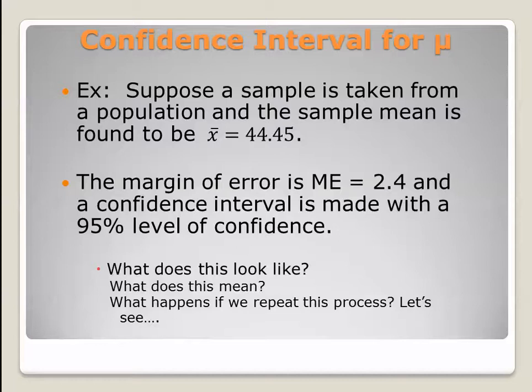We take a sample from a population and the sample mean is x bar equals 44.45. And with the data we have, the margin of error is 2.4, and we want to make a confidence interval with a 95% level of confidence. Let's look at what that looks like and what it means and what happens if we keep repeating the process.